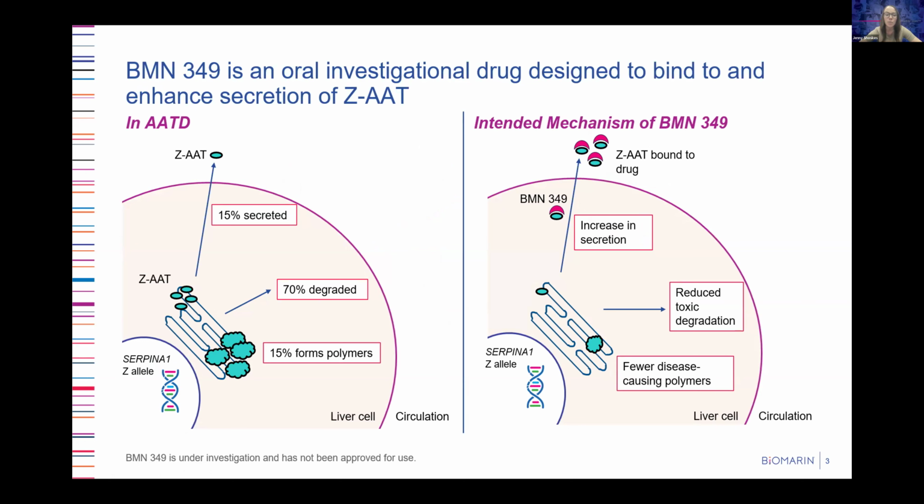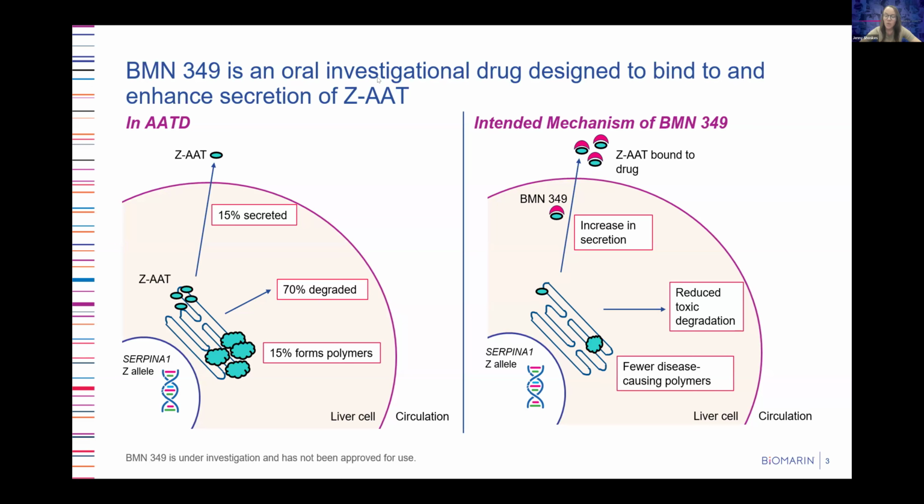Only about 15% of the mutant AAT is secreted. The rest is either degraded or forms these disease-causing polymers. On the right, you can see the intended mechanism of BMN 349, demonstrated there by that half oval. You can see it binds to the mutant ZAAT, allowing it to have an increase in the amount of secretion out into the blood, which reduces the amount that's stuck in the liver and results in fewer disease-causing polymers.